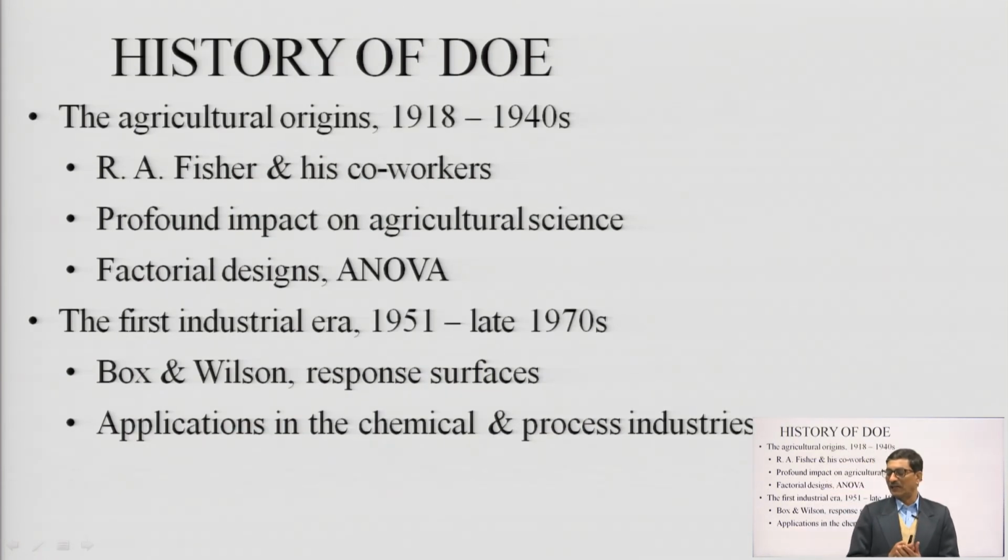History of DOE: the agricultural origin was in 1918 to 1940. R. A. Fisher and his co-workers had a profound impact on the agricultural sciences, with factorial design in which we apply analysis of variance. The first industrial era, as we know, was 1951 to late 1970, when Box and Wilson developed response surface design and applied it in the chemical and process industries.